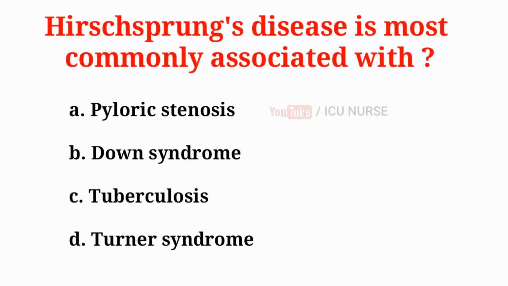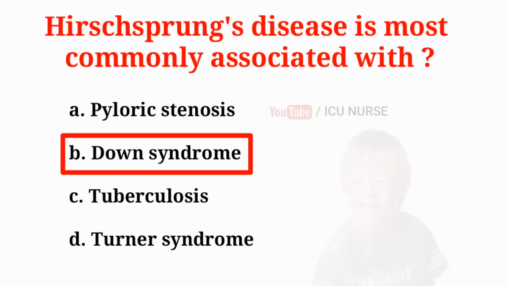Hirschsprung's disease is most commonly associated with A. Pyloric stenosis, B. Down syndrome, C. Tuberculosis, D. Turner syndrome, and the correct answer is B. Down syndrome.